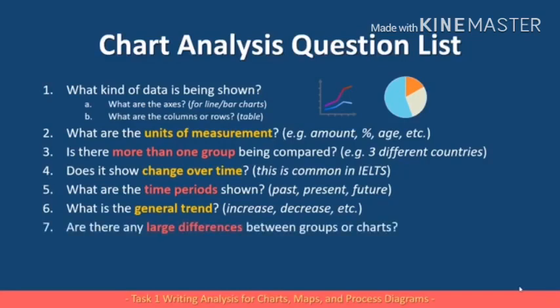Are there any large differences between groups or charts? Number 7, so if there are multiple groups, for example, 3 different countries, are there any big differences between these 3 different countries? If it's a chart and you have multiple charts, maybe you have a pie chart like on the top right, and you have a line graph, maybe you have 2 for one question. What are the big differences, and what do these different graphs or charts show you? And number 8, are there any groups or charts that share similarities? So we looked at differences in number 7.